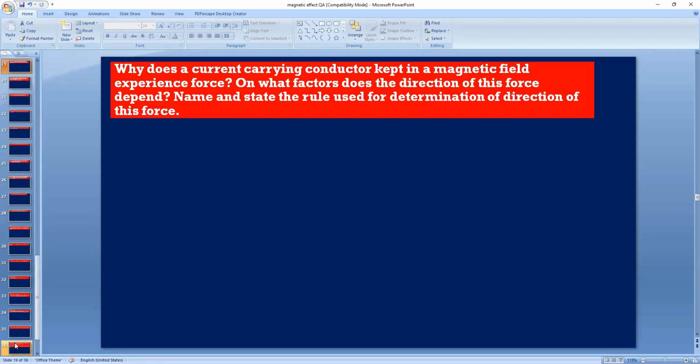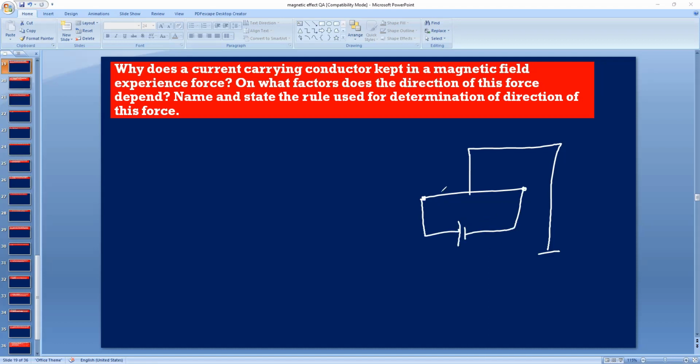Next question. Why does a current carrying conductor kept in a magnetic field experience a force? On what factors does the direction of the force depend? Name and state the rule used to determine the direction of this force. Now, as we discussed, an iron rod we have freely suspended. This iron rod we have connected to the battery.